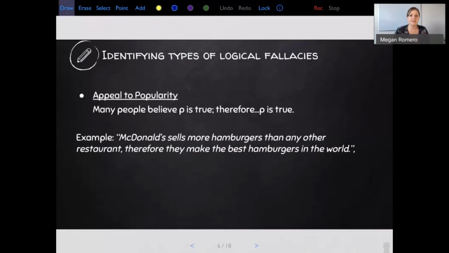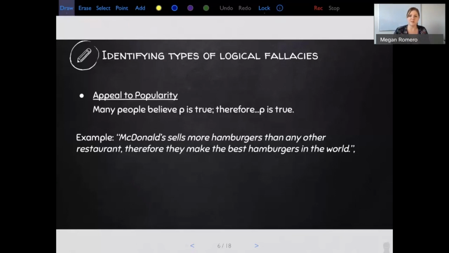Remember that when a fallacy occurs, it means that the conclusion is not well supported because the person didn't reason properly when they committed the fallacy. So, appeal to popularity. Many people believe P or something is true, therefore it is true. Example, McDonald's sells more hamburgers than any other restaurant, therefore they make the best hamburgers in the world.